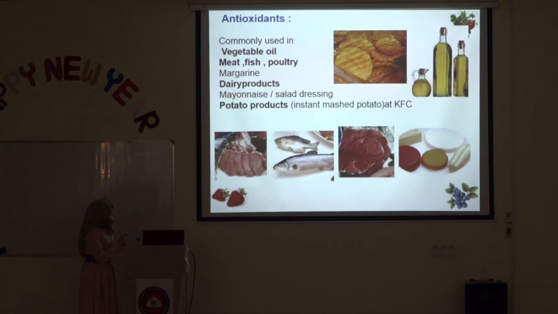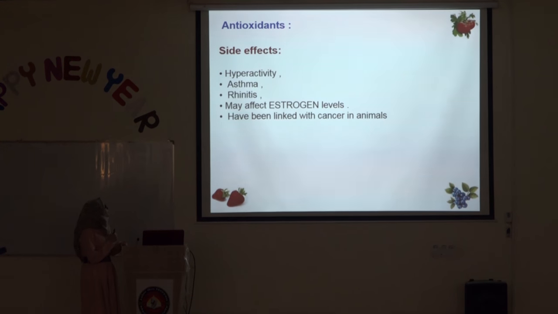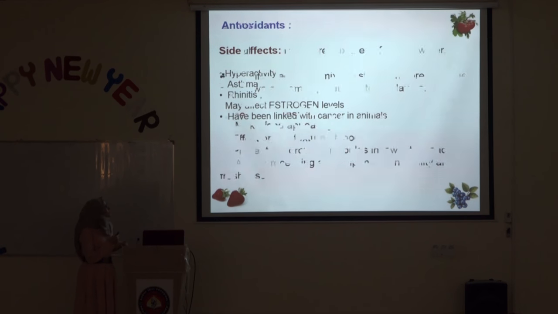Antioxidants are commonly used in vegetable oil, meat, fish, margarine, dairy products, mayonnaise, salad, dessert, and potato products. Side effects of antioxidants: hyperactivity, asthma, rhinitis, may affect estrogen level, and have been linked with cancer in animals.